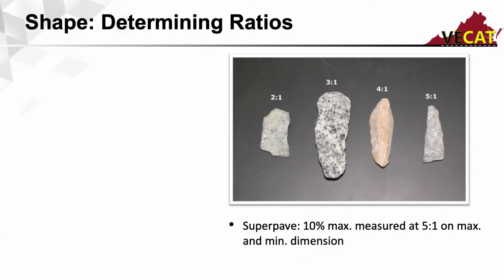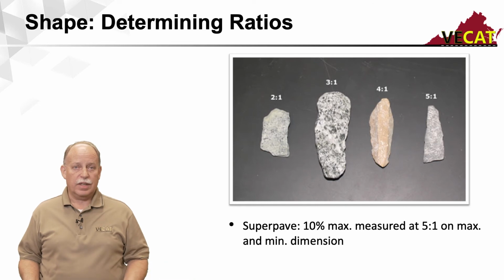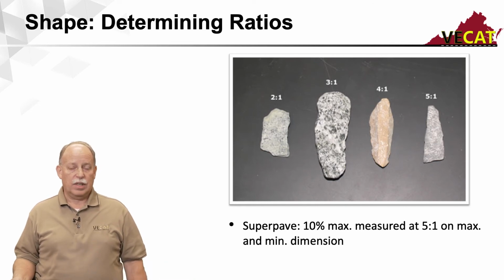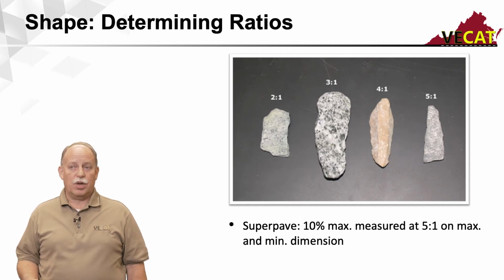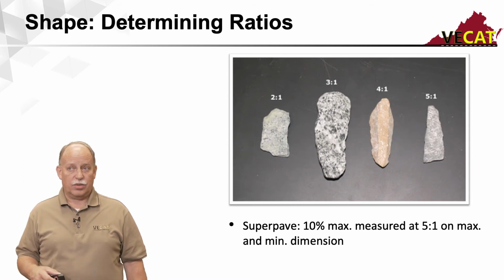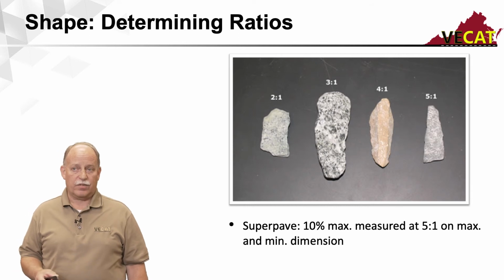So here's the shape. We're determining the ratios. If you look at this picture, you'll see various sizes of flat and elongated particles. On the far left, you'll see a 2-to-1, then there's a 3-to-1, a 4-to-1, and a 5-to-1. Our SUPERPAVE specifications require a 10% maximum measured on the 5-to-1 with a max to min dimension. So that 5-to-1 is the maximum to minimum dimension that we can have, and that cannot exceed 10%.